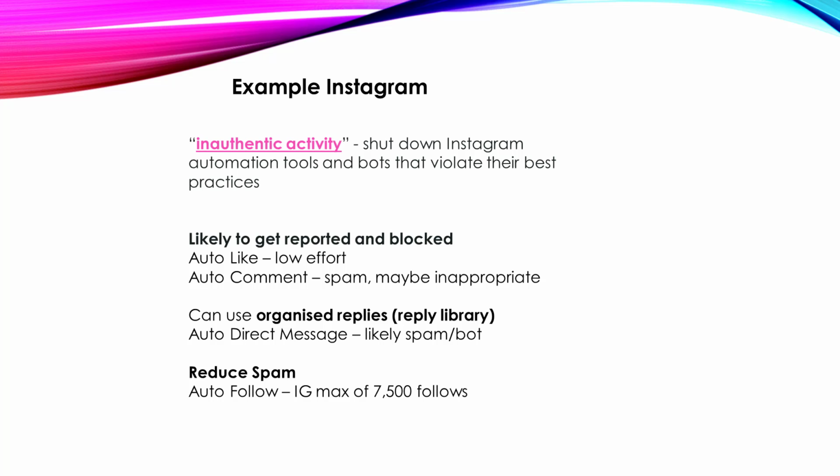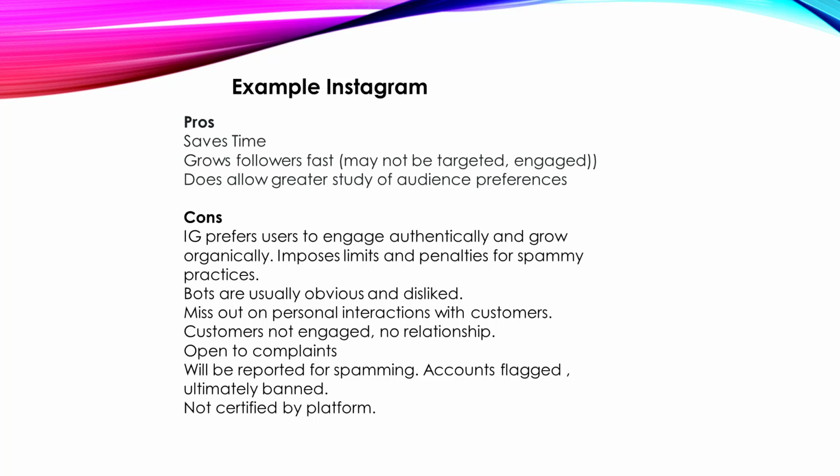These are kept in a little library, and when you get them, they can in fact be manually pulled out, but it does save a lot of time. So the positives of using automated comments, pros: saves time. You can grow your followers much faster, and the real problem is they may not be targeted and they may not even be engaged, but you might have a lot of followers. It also allows a greater study of audience preferences, because you have a much larger quantity of data to be looking at.